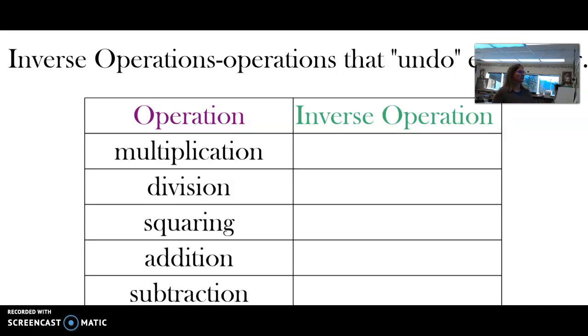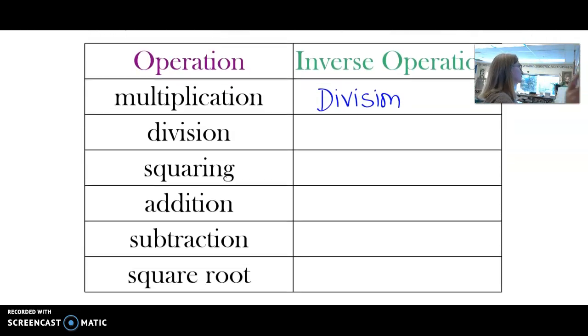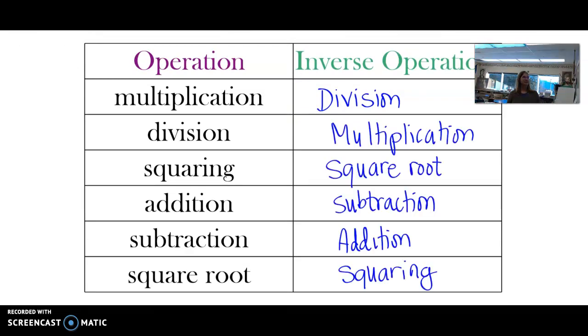So the inverse of multiplication is division. And I want you guys to fill out this chart all the way to square root. So what is the inverse operation? All right, so the inverse operation of division is multiplication. The inverse of squaring is to take the square root, addition and subtraction, subtraction and addition, and square root and squaring.